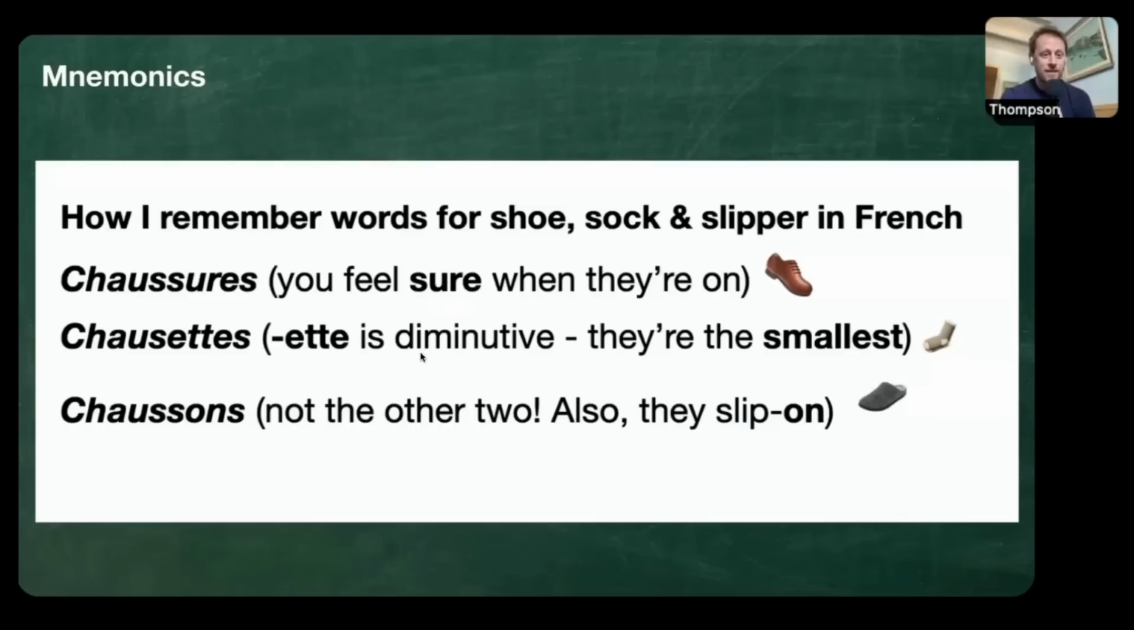Chaussette, ette is a diminutive form. So they're the smallest, right? They're the smallest of the three. And chausson is basically not the other two. If it's not chaussure or chaussette, then it's slippers. And also chausson, they slip on. Slippers slip on your feet. And that's the on part, chausson. So that's my trick for remembering chaussure, chaussette, and chausson. And it actually works. Mnemonics don't have to be perfect. They can be a bit stupid, a bit ridiculous, a bit silly. In fact, whatever works for you personally, just go for it.